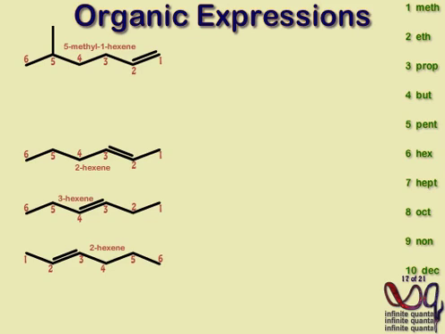1, 2, 3, 4, 5, 6. 2-hexene. Yep. And the hexene is because of a double bond. Yes. Right. Ene is alkene. Alkenes have double bonds.